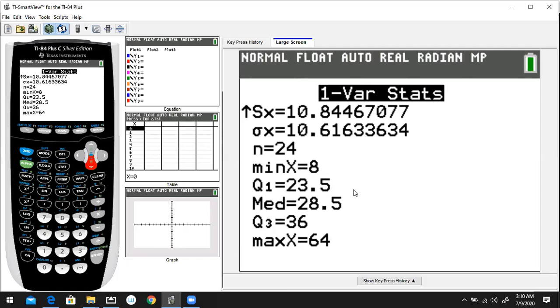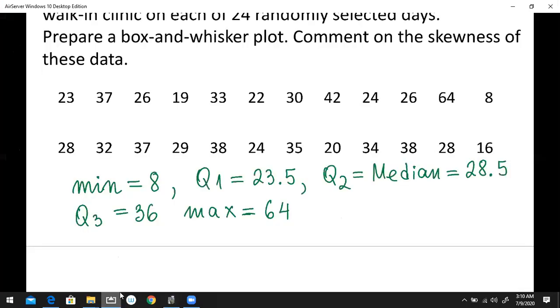Quartile 2, which is also the median, so that's the 50%, is 28.5. Quartile 3, which is the 75th percentile, is 36. And maximum, the highest number in the data set, is 64. Okay, so since we want to do the box and whisker plot, here you go, my numbers are here.